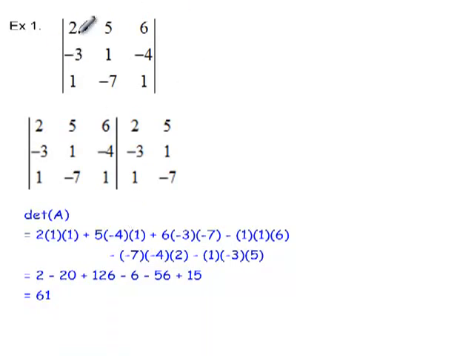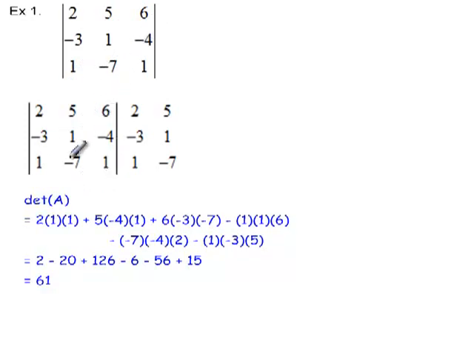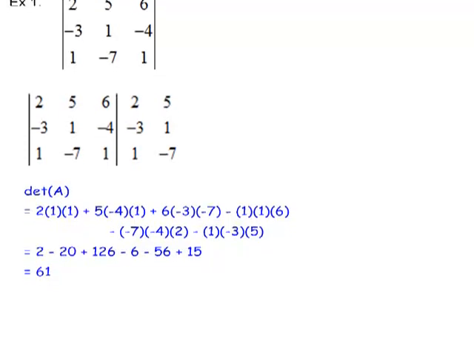So the 3 by 3 will be 2, negative 3, 1 as the first row, 5, 1, negative 7 as the second row, 6, negative 4, 1 as the third row, and we want the determinant. Now we copy the first 2 columns and put them on the side. So the shortcut method will be the following. You're going to carefully, sometimes you can just eyeball the numbers. The first time, maybe you can draw the lines.